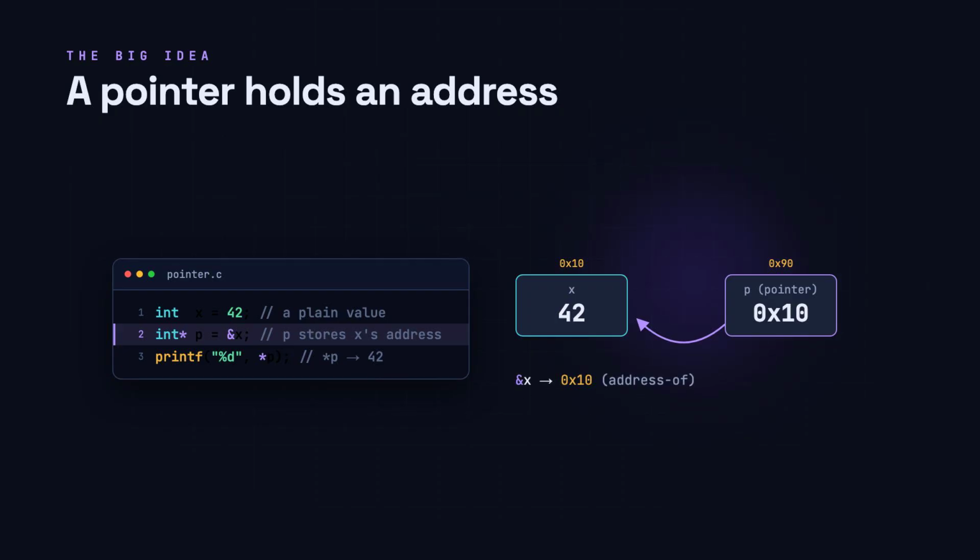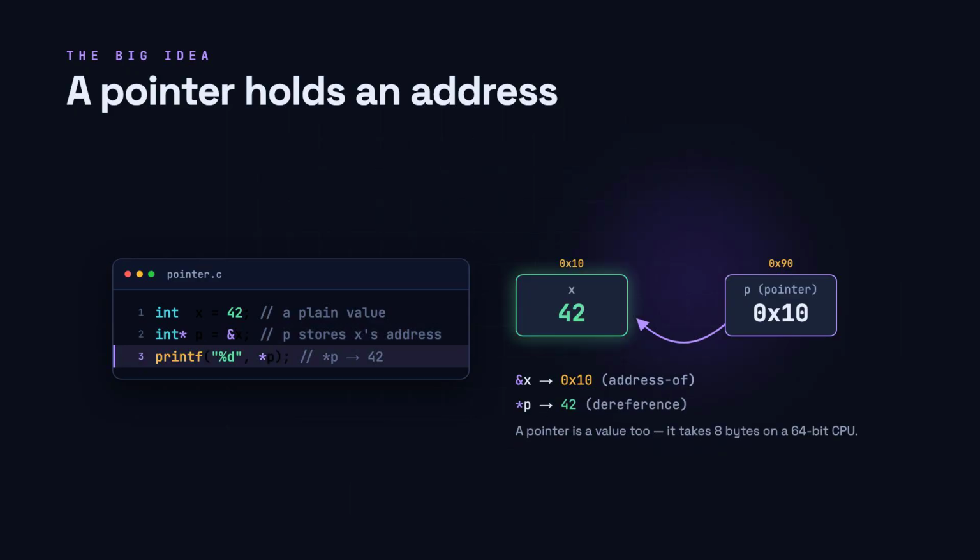There are 2 little symbols for working with pointers. The ampersand, written before a variable, means, what is this box's address? And the star, written before a pointer, means, go to the box this points to and use whatever is inside. So if p holds the address of x, then star p gives you back the value of x. And here is the key idea: a pointer is just a value too. It lives in its own box, and on a modern computer it takes 8 bytes, big enough to name any address in memory.